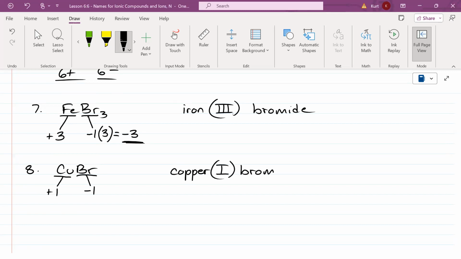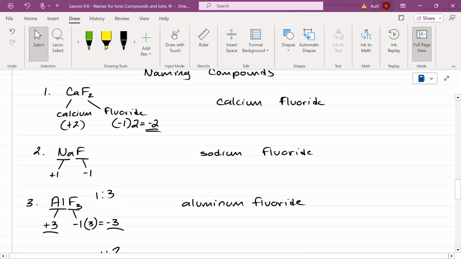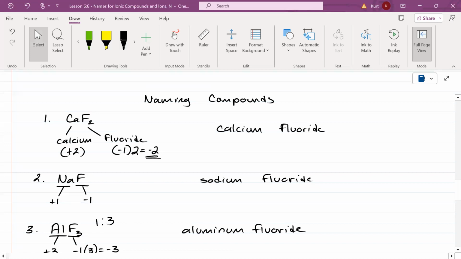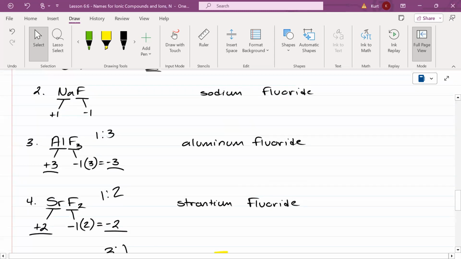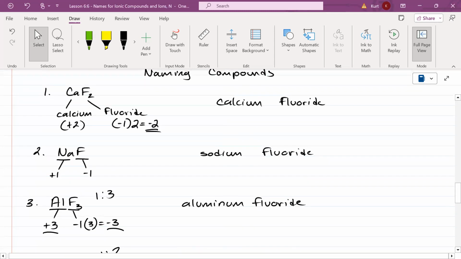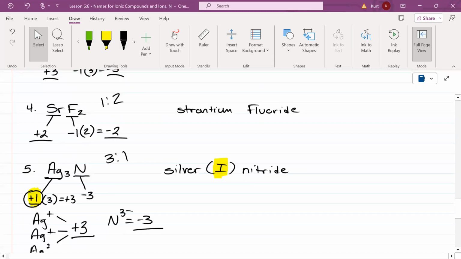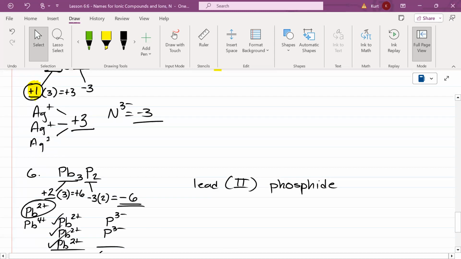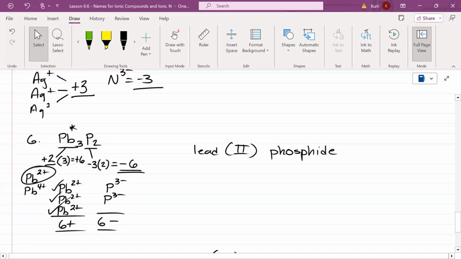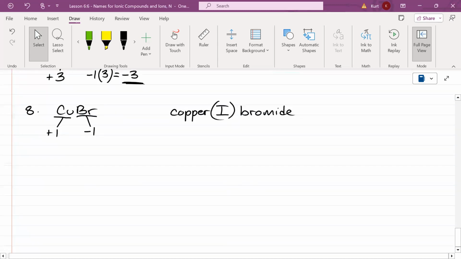bromide. And I'm going to remind you, before I go any further, that you don't use Roman numerals on elements that are in groups 1, 2, 13, 14, 15, 16, 17. You only really use them on cations in the D block, with one exception, you know, like lead is one of those exceptions that does need Roman numerals.